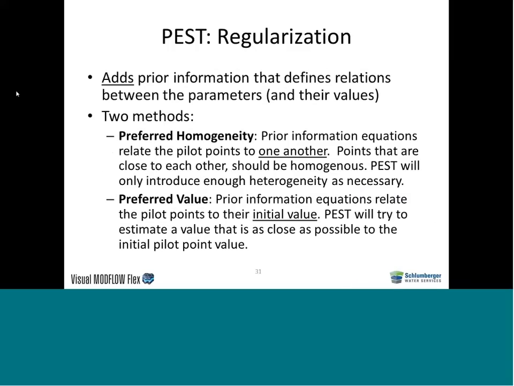This can be done in two different ways. The first is with Tikhonov regularization, and this is done through adding prior information that defines the relations between the parameters and their values. There are two methods of Tikhonov regularization. The first is preferred homogeneity, and in this case, prior information equations that relate the pilot points to one another are introduced into the PEST problem.